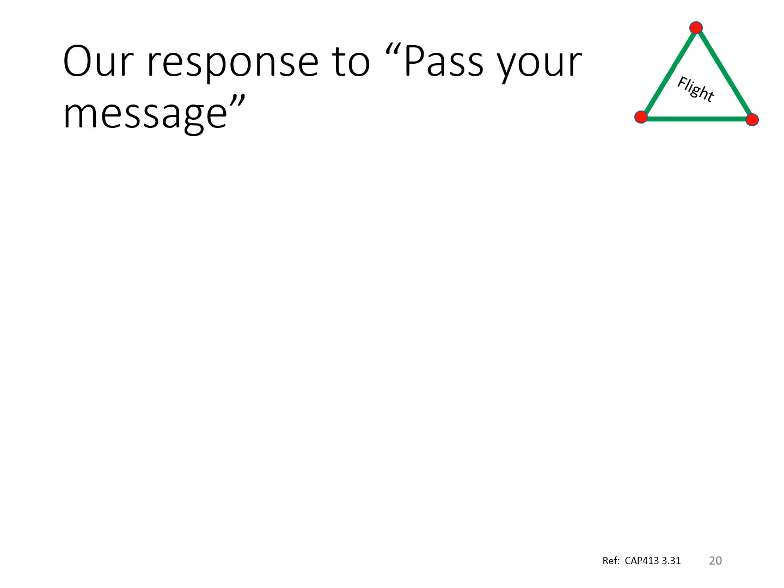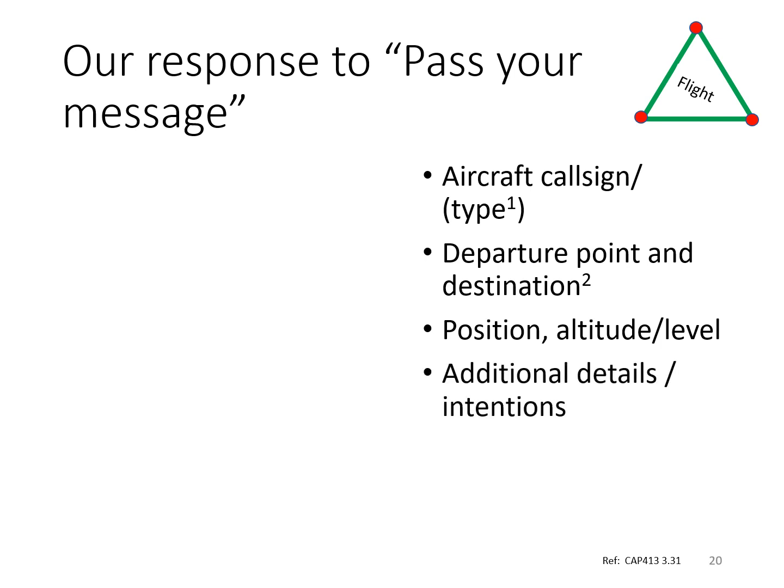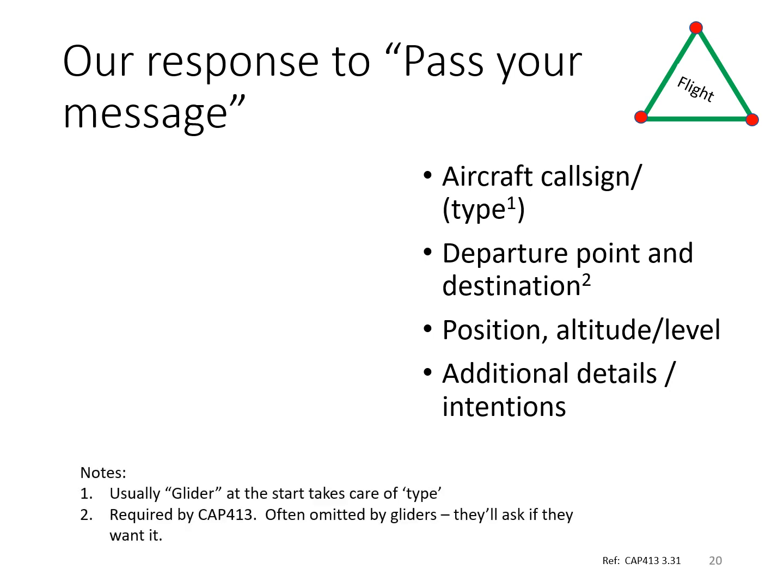Here's how we respond to pass your message. It's a standard format. First, our call sign and type. In this case, the word glider takes care of the type. Our departure point and destination, our position and altitude, and lastly, any other details and or intentions. On this call, we've told them where our next turning point is. If we were planning to go directly through their overhead, where their hold is, we might mention that.